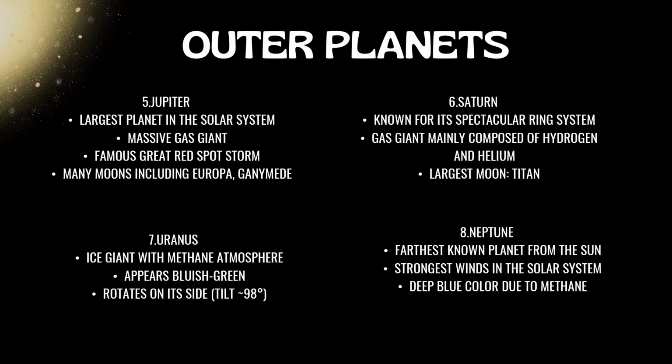Next one is Uranus. Uranus is an ice giant with a methane atmosphere, and hence it appears bluish green in color and rotates on its side. It is tilted by 98 degrees. Next one is Neptune. It is the farthest known planet from the sun. The strongest winds in the solar system can be spotted here, and it has a deep blue color due to the presence of methane.